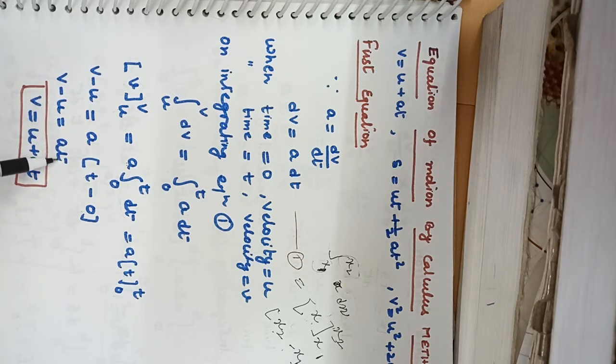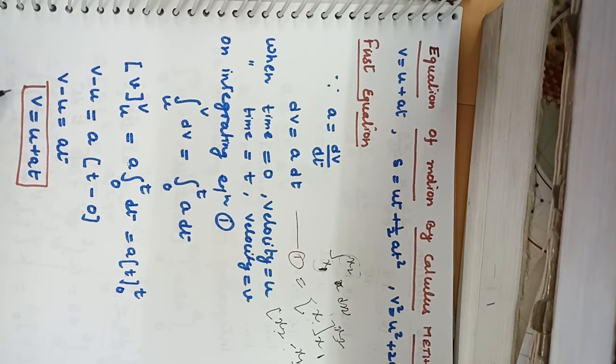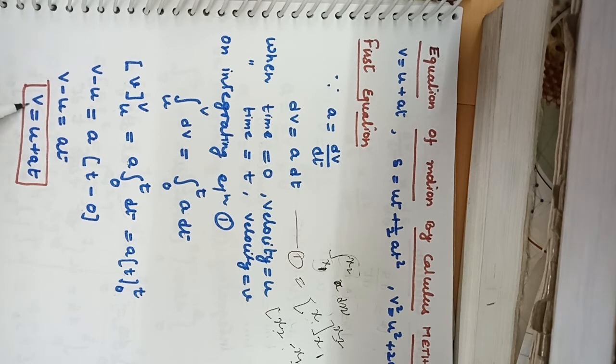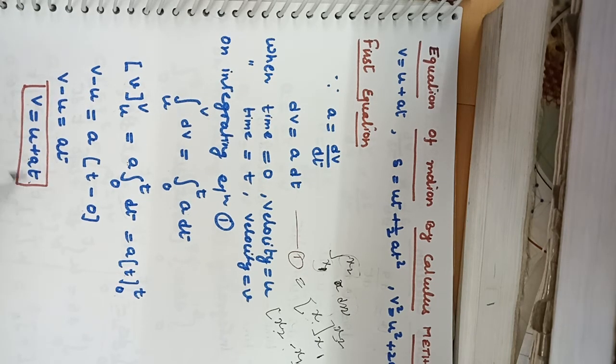Then v minus u is equal to at. Okay, v minus u is equal to at. Then you have got v is equal to u plus at. This is the first equation of motion.